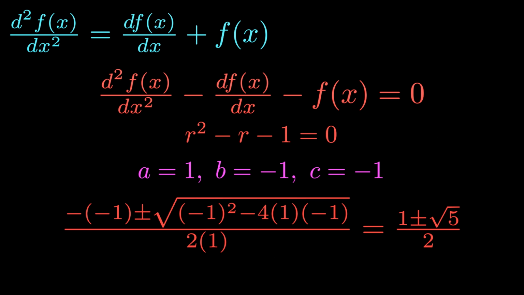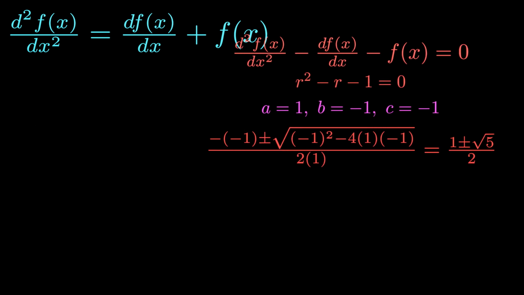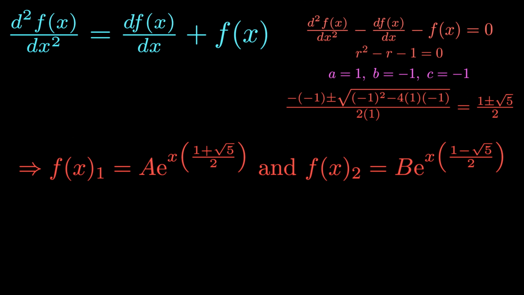What does this tell us about the form of our solutions to our second order linear differential equation? Well, it tells us that we have one solution f sub 1 of the form a multiplied by e raised to x multiplied by (1 plus the square root of 5) divided by 2, and a second solution f sub 2 equal to b multiplied by e raised to x multiplied by (1 minus the square root of 5) divided by 2, where a and b are just constants, which we would determine using initial conditions. But we don't have to worry about that because we've not been given any initial conditions.